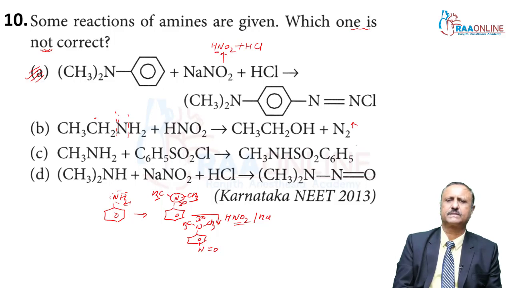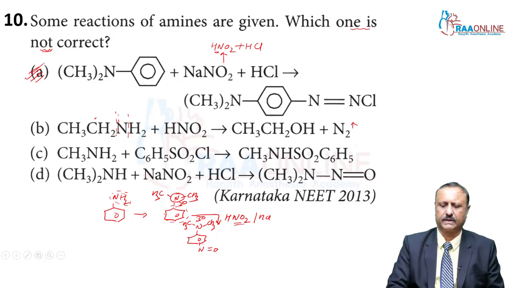Now a secondary amine reacts with NaNO2 and HCl, and a nitrosamine is formed. Here this is an aliphatic amine, and it is a tertiary amine, but it is an aromatic amine, because the nitrogen is attached with this aryl group. So the behavior of this amine is aromatic. If it is an aliphatic tertiary amine, it reacts with HNO2 to form salts. So the answer is A. Question number 10, answer is A.